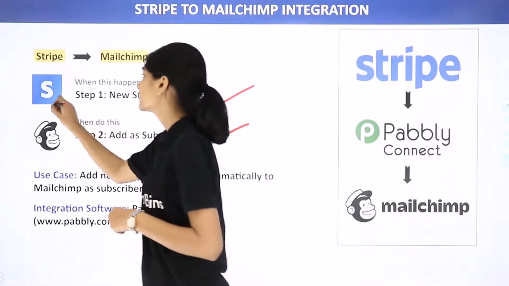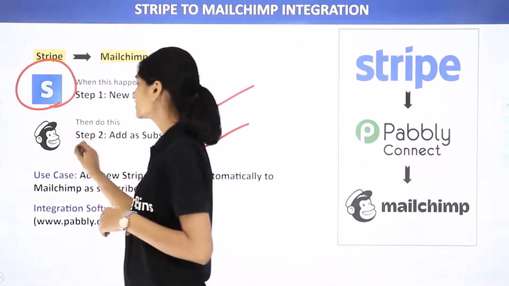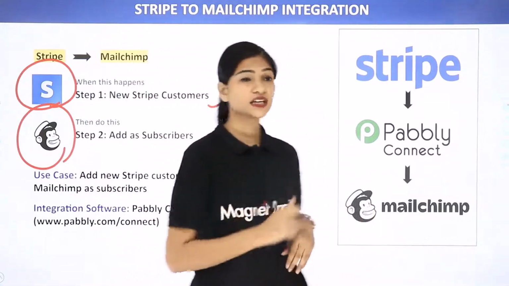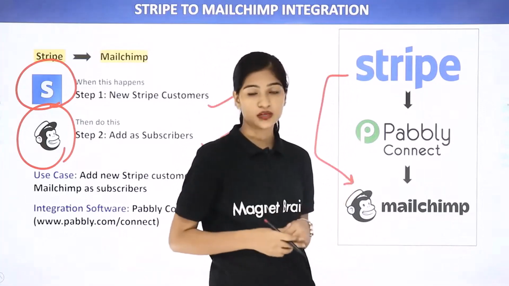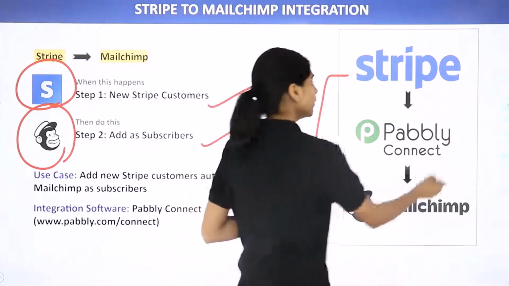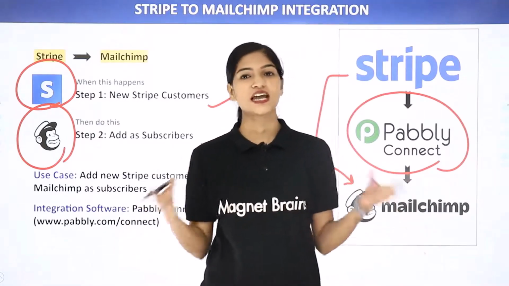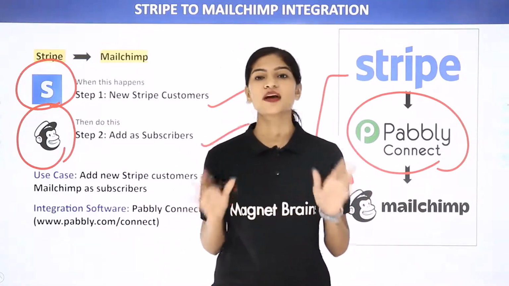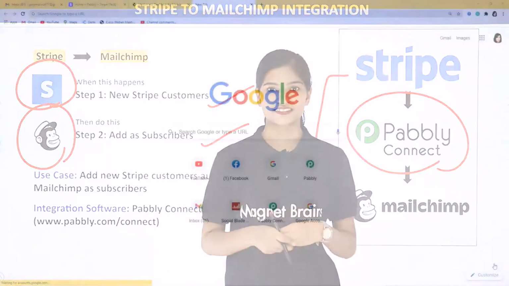So Stripe is an online payment processing software, whereas Mailchimp is an email marketing software which helps you to create your email campaigns. So the issue here is, if you want to send data from Stripe to Mailchimp, it is not possible because they don't have any integration between them. And that is where we are going to use Pabbly Connect, a third-party application software, to integrate both these software applications. The best part here is, you don't require any knowledge of coding. So let me show you this on my screen.